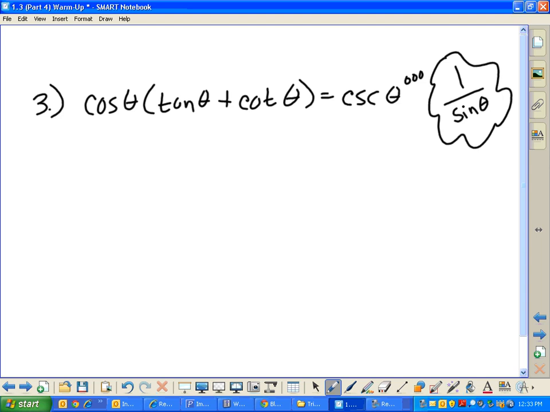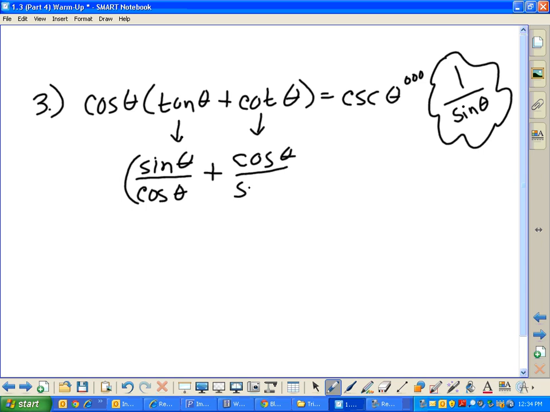Well, that's not necessarily doable right now if I look at tangent and cotangent the way they are. So the first thing I'm going to do is swap out tangent and cotangent so that they're written in terms of sine and cosine. So tan of theta is the same as sine over cosine. Bring down my plus. Cotangent of theta is equal to the cosine of theta over the sine of theta. And I'm going to bring down the cosine theta that was out in front here.